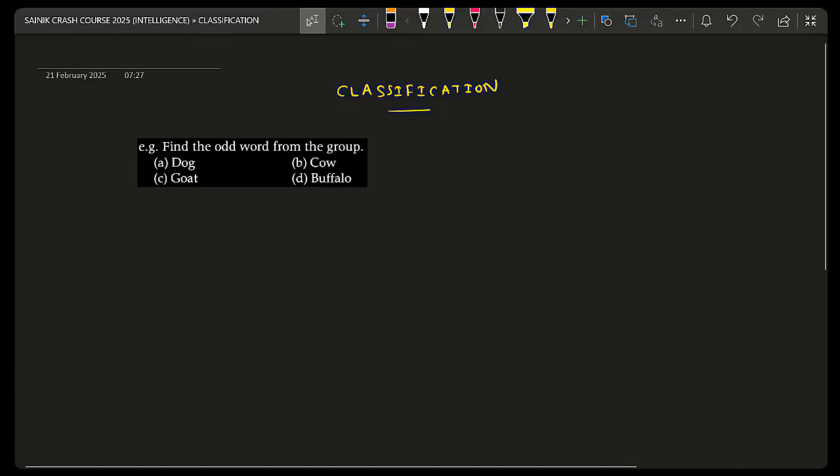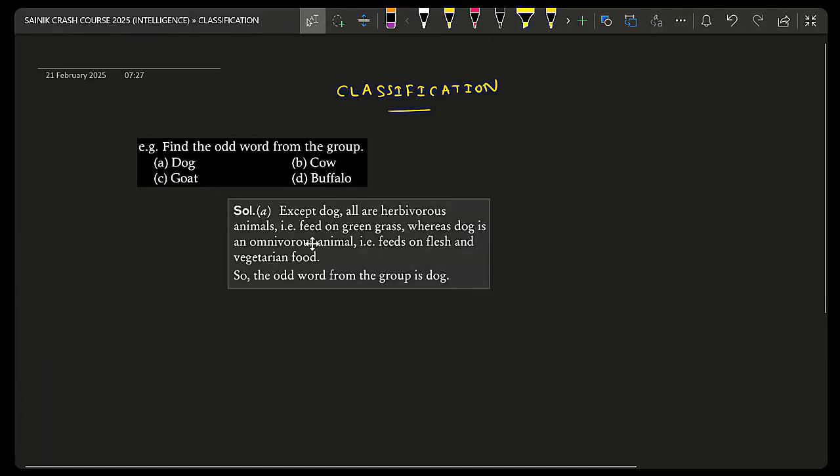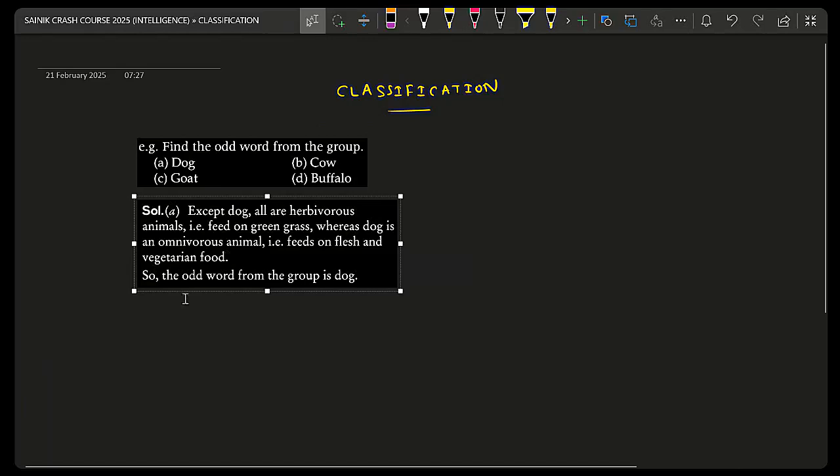So the solution is this. Except dog, all are herbivorous animals. That is, they feed on grass, green grass. Whereas dog is an omnivorous animal. It takes vegetarian food and non-vegetarian food. Omnivorous feeds on flesh and some other vegetarian food also. So the odd word from the group is dog. Dog is the correct answer.